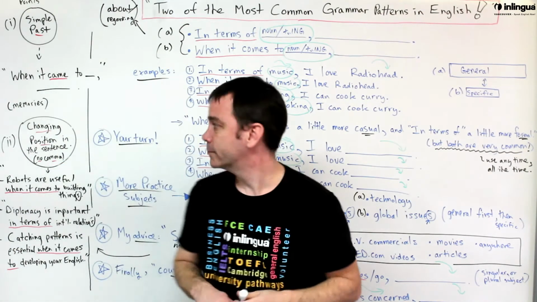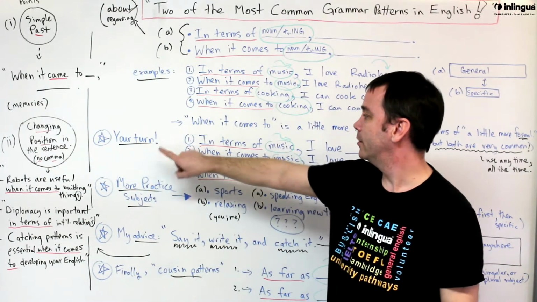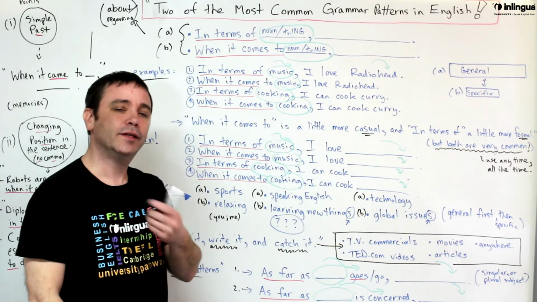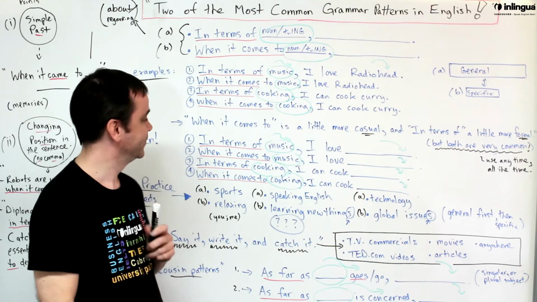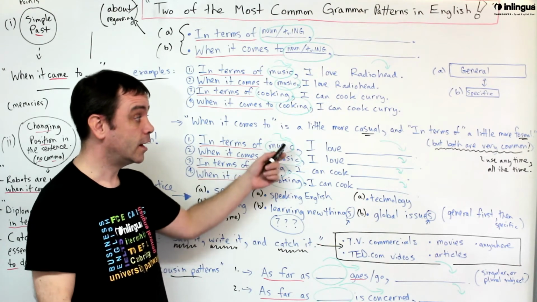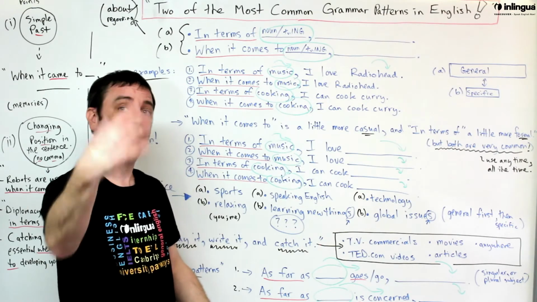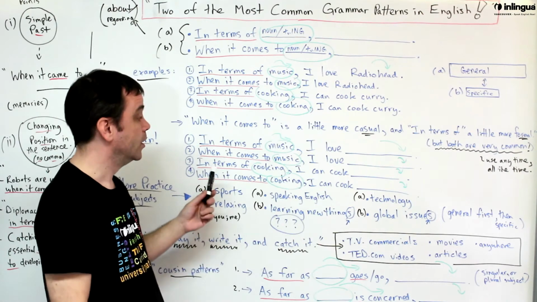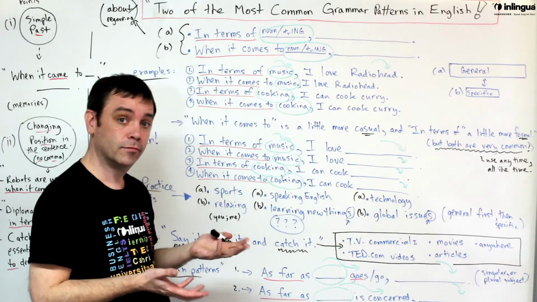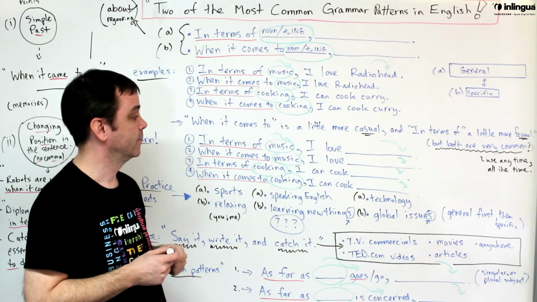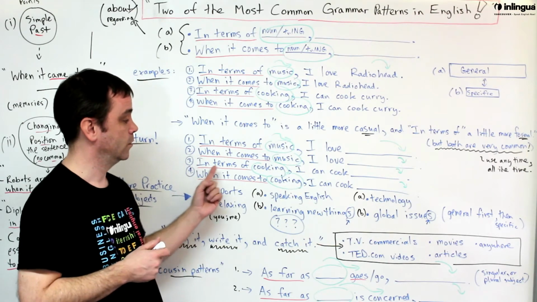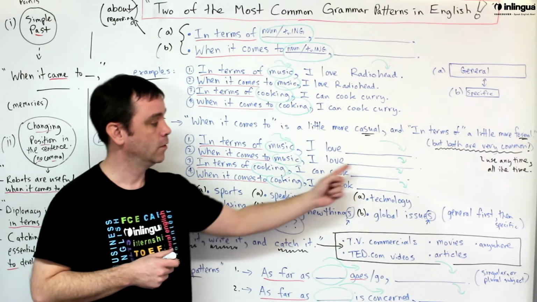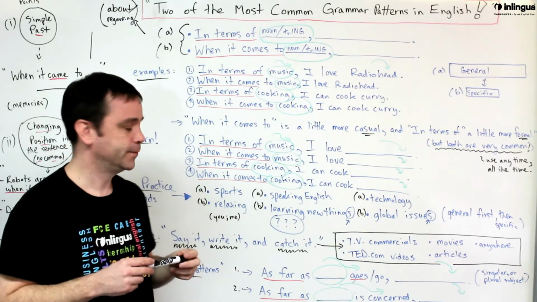So now, it's your turn. There's 4 examples. I'm going to go over here, so you can complete the sentence on your end. Okay? In terms of music, I love... Go ahead, say it. Now change, number 2. When it comes to music, I love... go ahead. How about this one? Simple, right? And very useful.